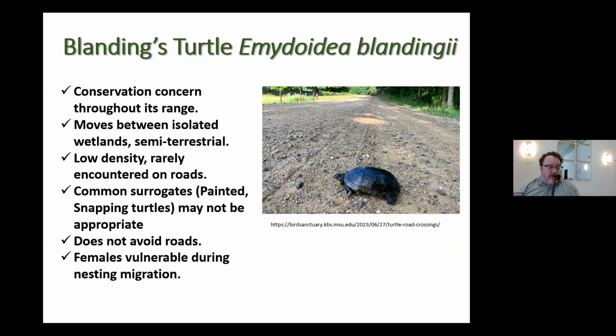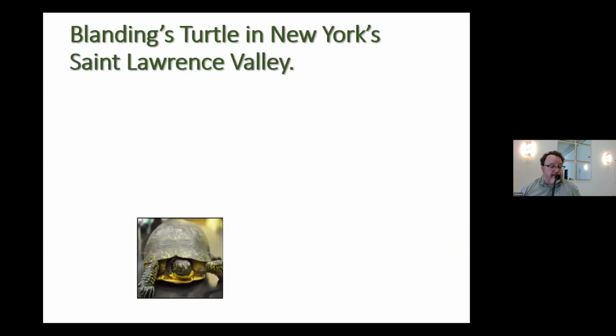And females are vulnerable during nesting migrations, and we know that. We know from a lot of data that that's the case. And people who have looked closely at sources of mortality in this species consider roadkill a major cause of decline in some areas of the Northeast.